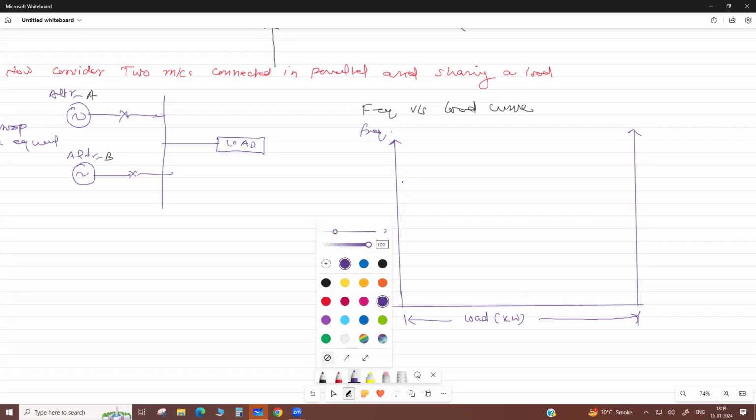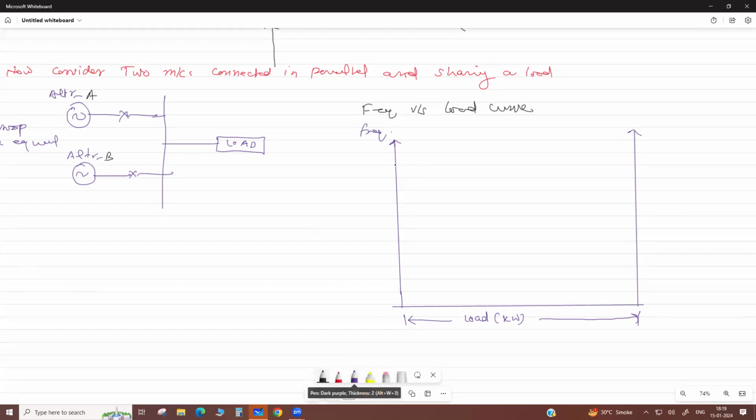Now for machine A, suppose there is no load, frequency are equal. Okay, their F0 are equal, suppose. Then they share this load equally. Okay, the equal point, and means their speed versus load curves intersect like this. So this will be the operating point.